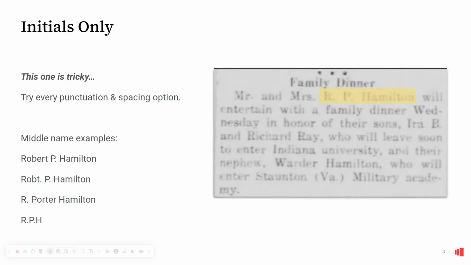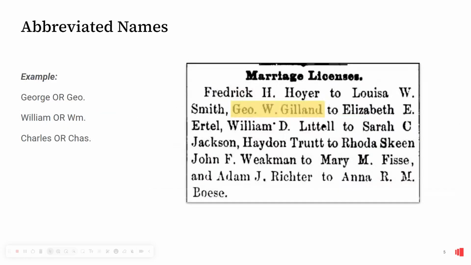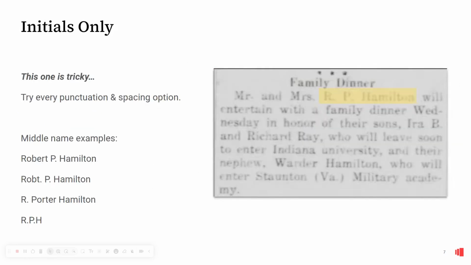This one is super tricky. This one is initials only. And I had the one back here that was the GEO W. Gilland. Middle initials can be tough because there are different ways they can be punctuated, different spacing options. The letters are together, the letters are apart. So try lots of different variations of this.